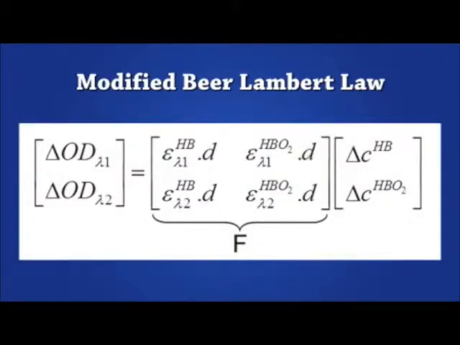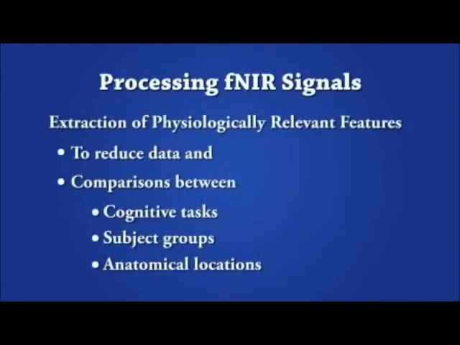After relative changes of oxygenated and deoxygenated hemoglobin values are calculated, the next step is to extract features depending on the experimental protocol and cognitive task used. Feature extraction is most commonly used to reduce the amount of data and to make comparisons between different cognitive tasks, subject groups, and anatomical locations using statistical analysis.